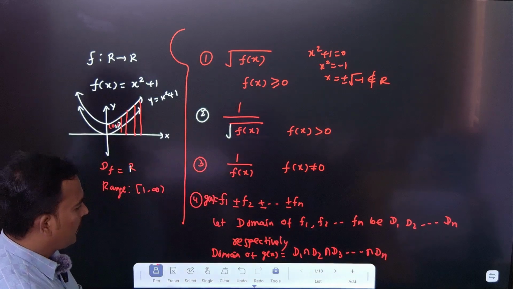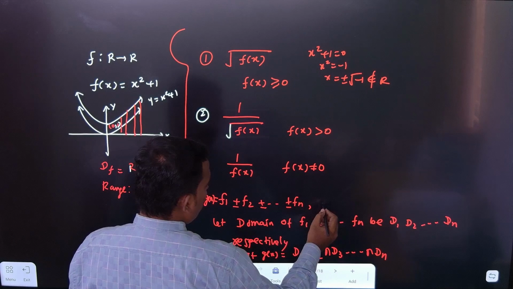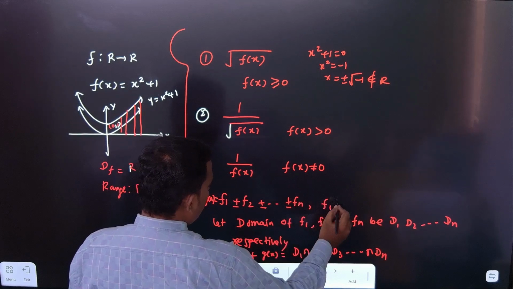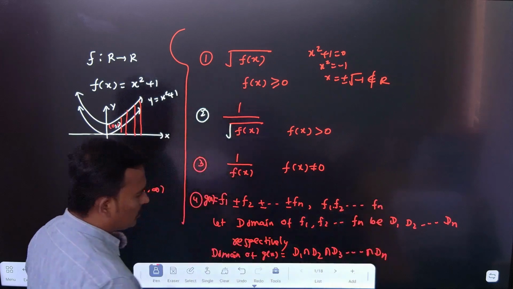Clear? This will work for products also, f1 into f2 into up to fn also. Clear?